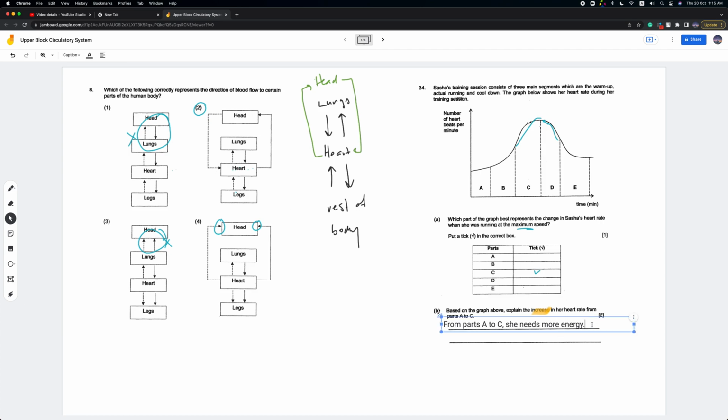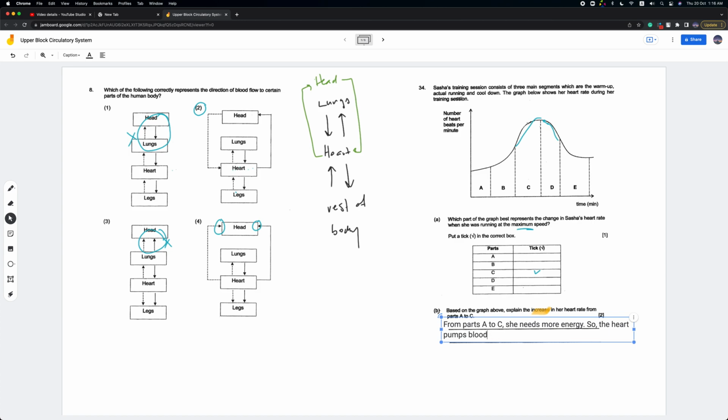Now, a lot of students will make this mistake here. So the heart pumps more blood. This is the mistake that they make. The heart doesn't pump more blood. The amount of blood will remain the same. So just say the heart pumps blood.